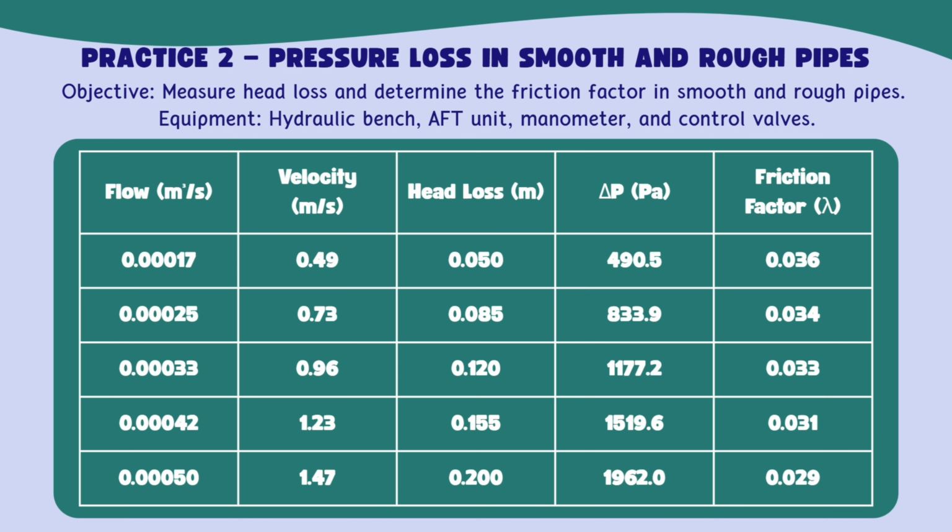In practice 2, we compared a smooth and rough pipe to observe how texture affects friction. The results showed that as flow rate and velocity increase, the head loss also increases. The friction factor lambda slightly rises, especially in the rough pipe, due to greater resistance between the fluid and the surface. This confirms that surface roughness amplifies energy losses through turbulence.